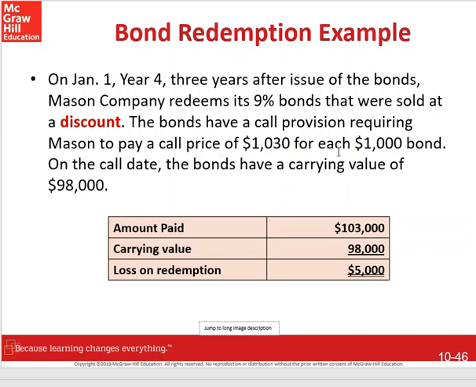103% of face value. At the call date, the bonds have a carrying value of $98,000. So we're 3 years in, right? The bonds issued at a discount. Remember, we received $95,000.